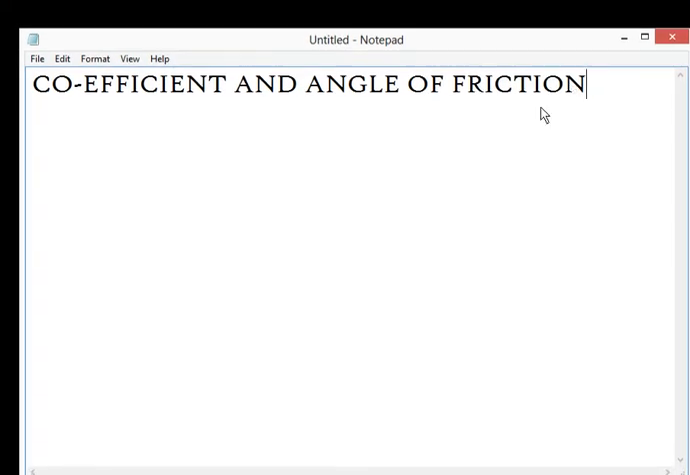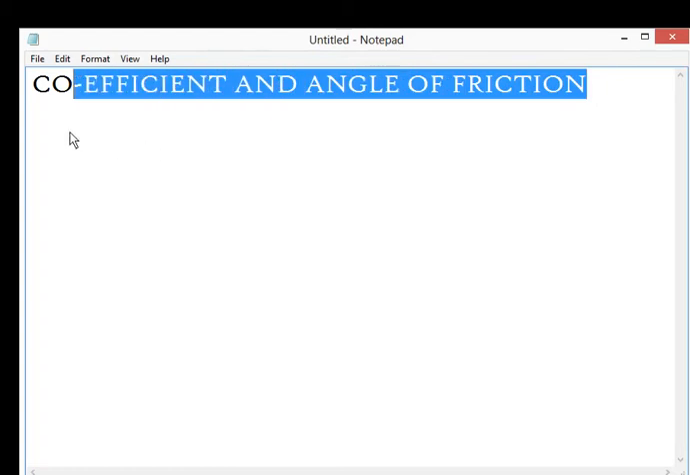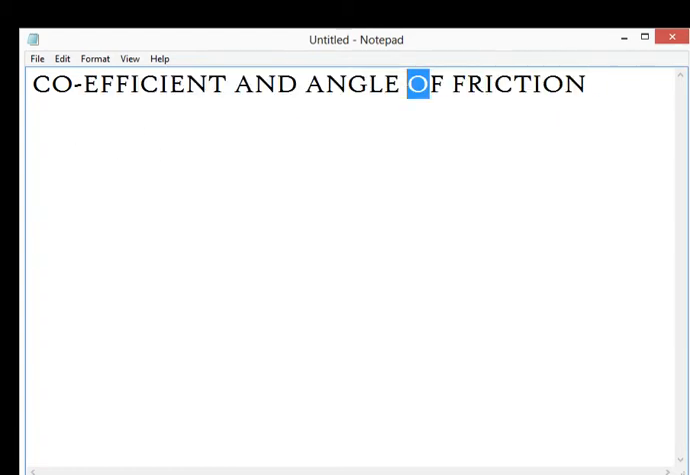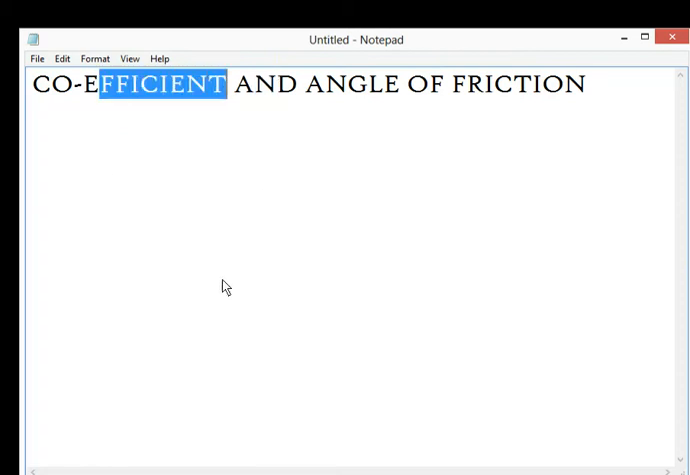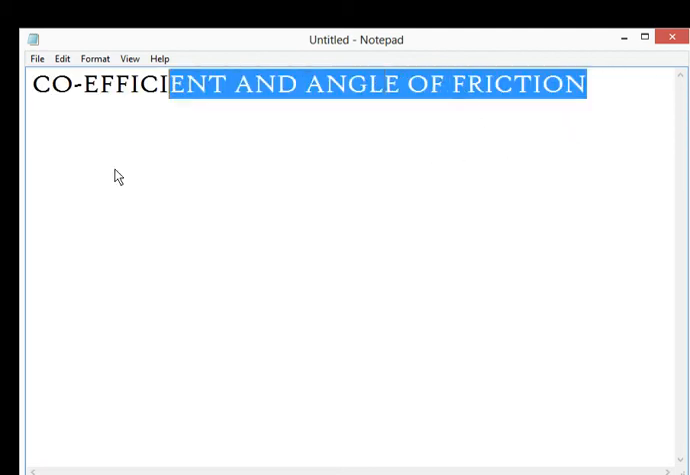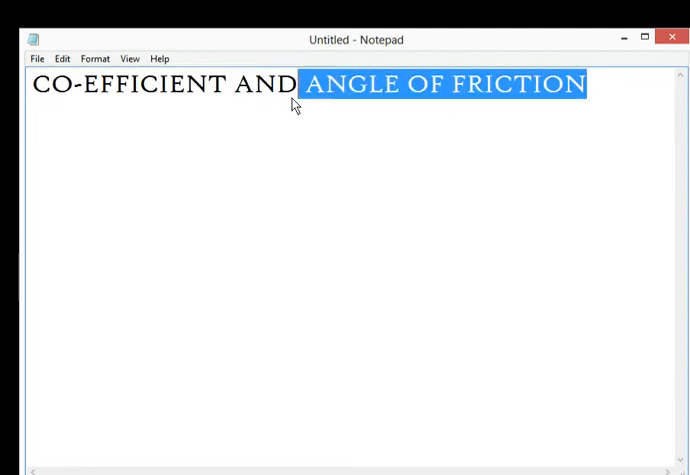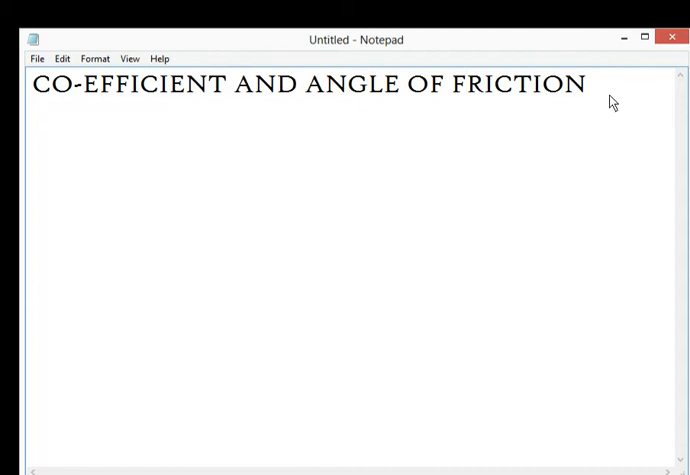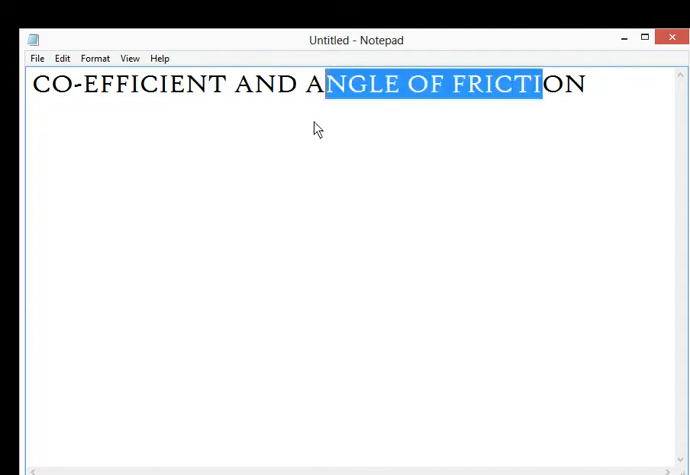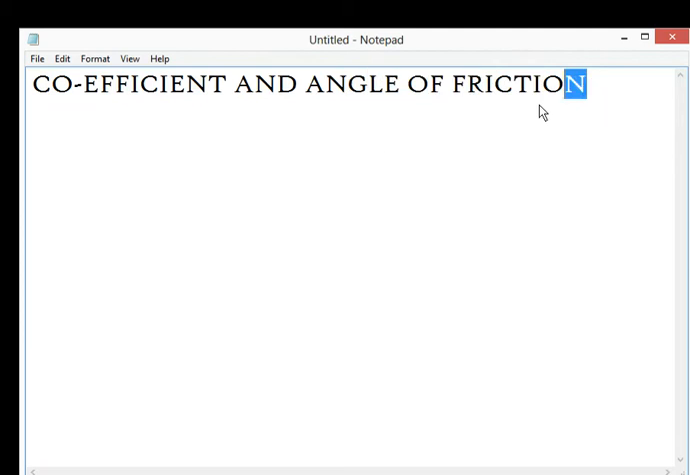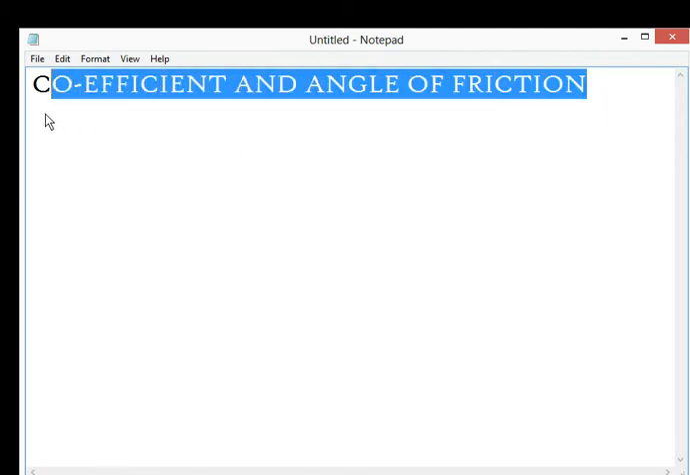Today in my physics class, we are going to mainly concentrate on the coefficient and angle of friction. So, what is the coefficient of friction? In my last class, I showed how to prove angle of repose equals angle of friction, but there were many concepts that I couldn't prove in that video. Today is your lucky day, so I'm going to prove that the coefficient of friction equals the tangent of the angle of friction, and I'm going to show what the coefficient of friction is.